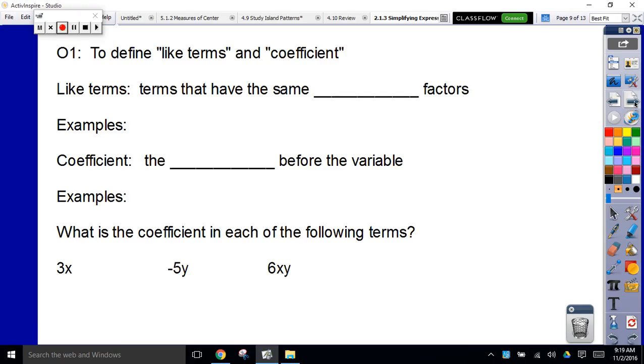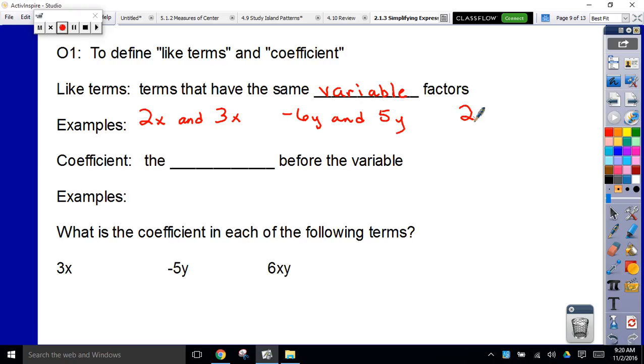Okay, so our first objective is to define like terms and coefficient. Like terms are terms that have the same variable factors. So some examples of this would be 2x and, maybe I should write the word and, you guys are going to think that's a plus sign, 2x and 3x. 2x and 3x are like terms because they both have an x attached to them. Another example, if you have negative 6y and 5y, those are both like terms because they have the same variable, which is y, attached to it.